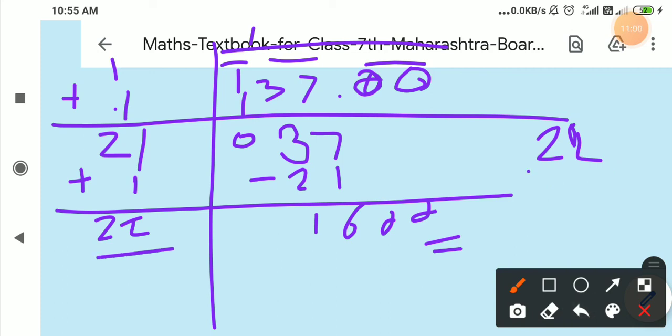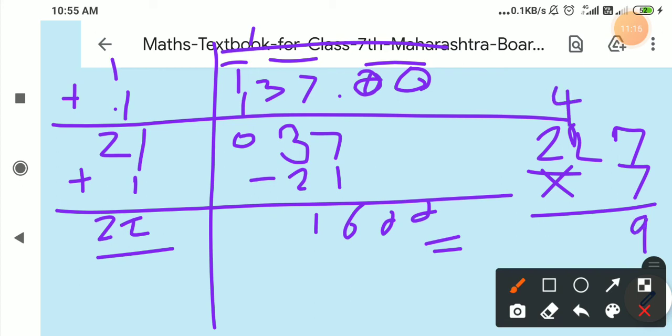Which number? This number we have to write here, and whichever number we are taking here, the same number you have to take here for the multiplication. So 7 7s are 49, 4 carry, 7 2s are 14, 14 plus 4 is 18, 1 carry, 7 2s are 14 plus 1 is 15. So this is also very much small, but if you are taking 8 here, 8 2s are 16, which means you will get a much bigger number, 1600.